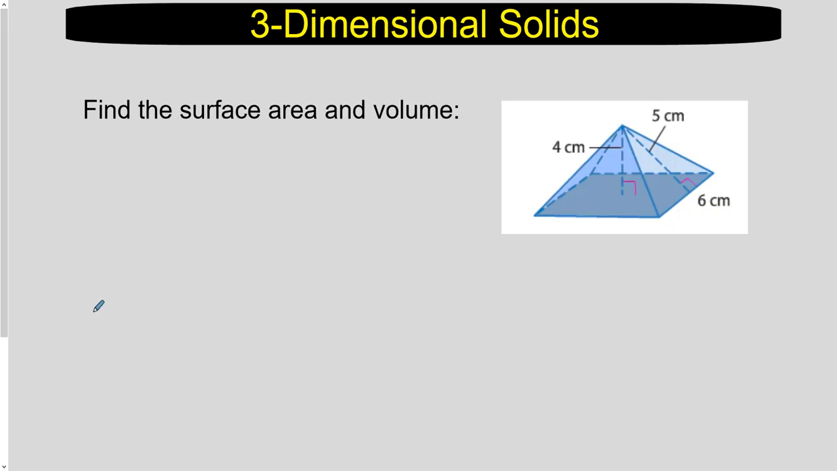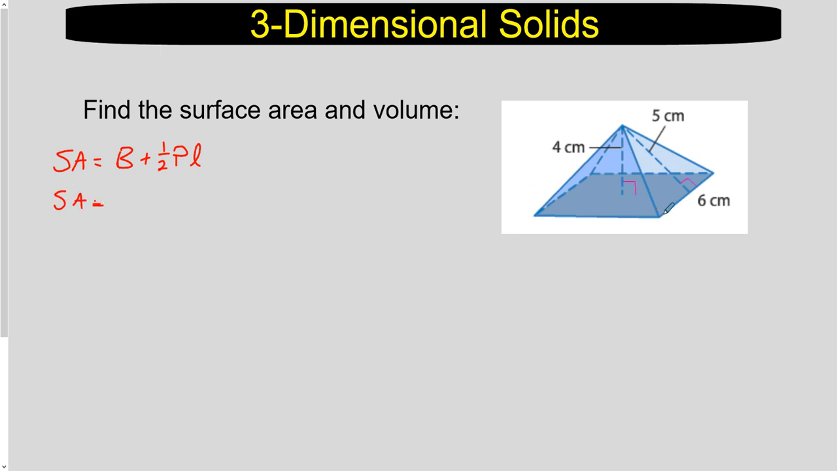All right, so let's try one. Find the surface area and volume of this rectangular pyramid. Okay, so surface area is going to be area of the base plus 1/2 perimeter times the slant height, right? The height of the triangle. So let's start with there. Surface area. Area of the base.